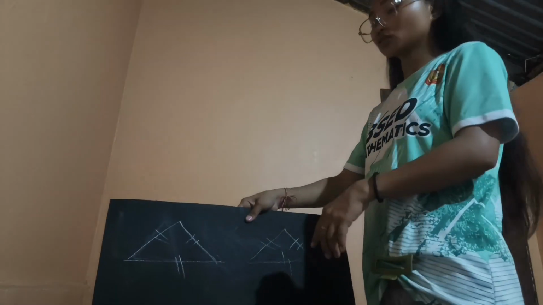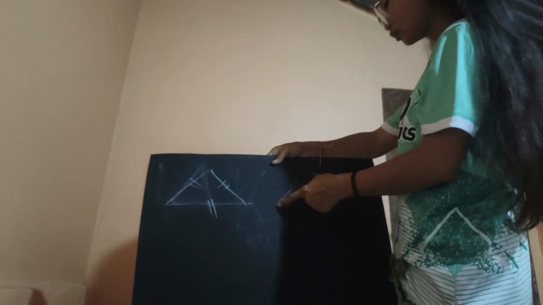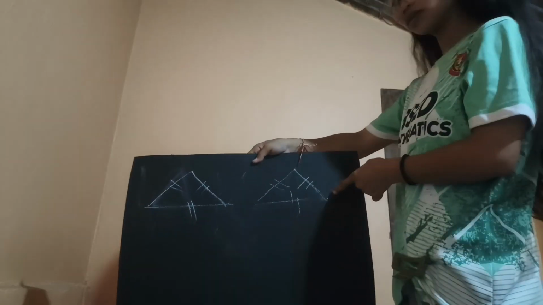The 3S, or the SSS: the three sides of a triangle are equal to the three sides of another triangle. So this one is angle A, angle B, and angle C. And the other one is angle Q, angle P, and angle R. This is what we call the SSS triangle.